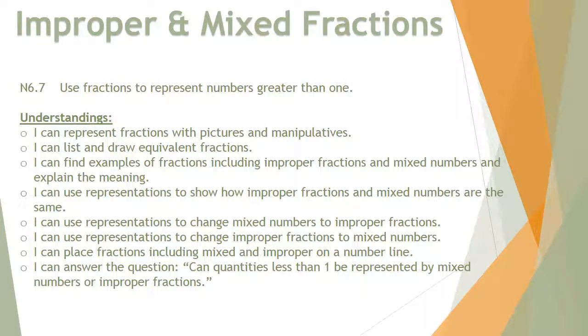Hi, welcome to N67. This is improper and mixed fractions. So we know that fractions are numbers that show part of a whole, just like decimals, right? But in this case, we have some whole items as well as a fraction. So this is what improper and mixed are going to show, whole numbers plus fractions, okay?